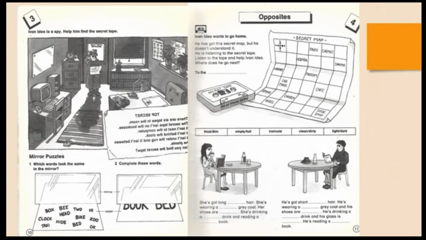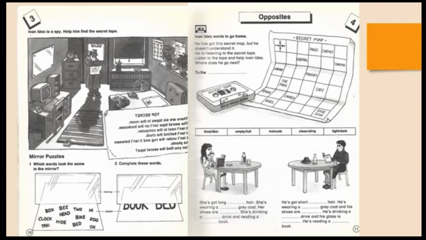Let us now analyze some examples of the tasks that we have just referred to. The task on the left in this handout shows an example of a problem-solving task. Students have to solve the puzzle using a mirror. They have to read the words using a mirror to identify what is said in the little papers, which are intended as secret notes for Ivan Idea, the spy.